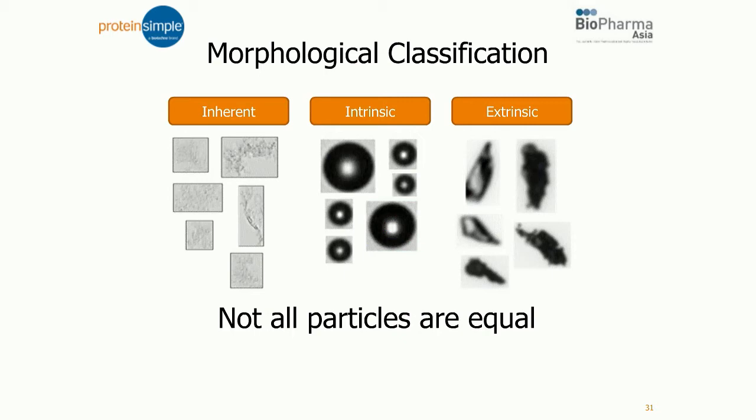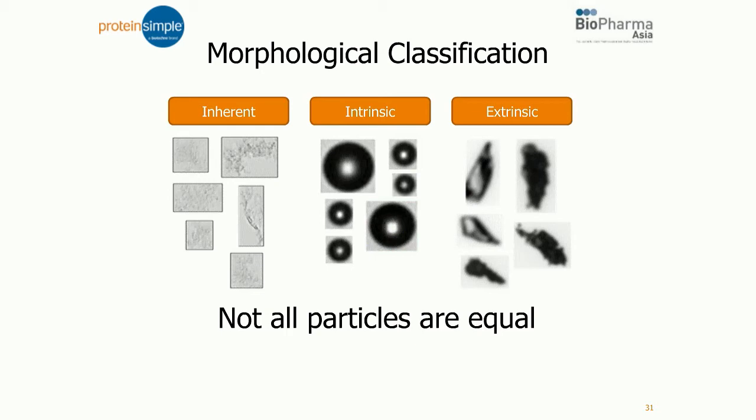Initially, by understanding which category your particles fall in, this can help determine your response to that particle characterization. For instance, if they're inherent, perhaps you want to go back and reevaluate your formulation or the stability of your molecule. If they're intrinsic, this gives you some insight into whether your manufacturing process is an issue or your packaging is an issue. Or if they're extrinsic, then maybe you need to look at the cleanliness of your lab.